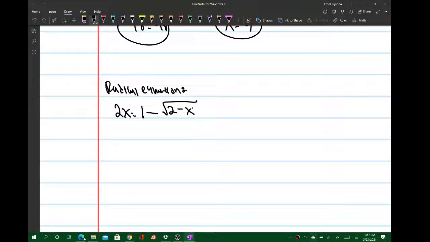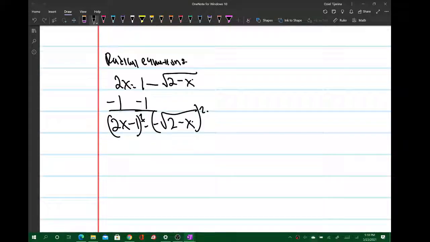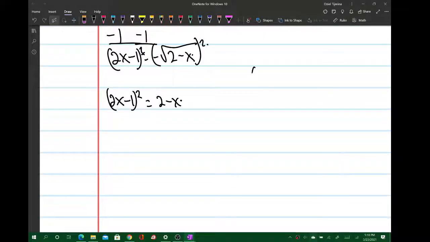So this one, the way that this one is done, you're going to go ahead and first subtract 1 on both sides, and then you have 2x minus 1 equals negative square root of 2 minus x. You go ahead and square both sides, and then you have 2x minus 1 quantity squared equals 2 minus x.